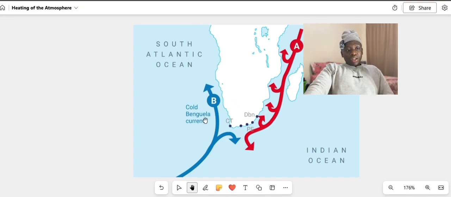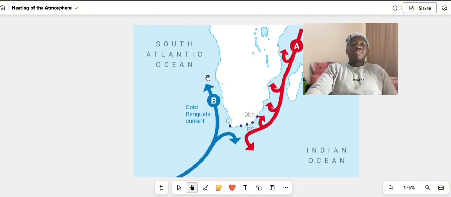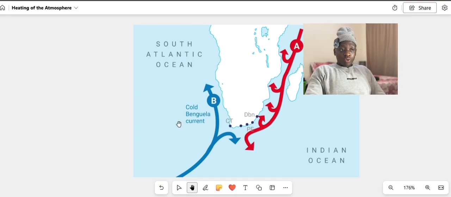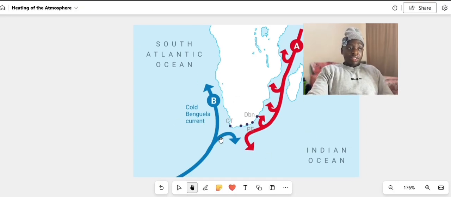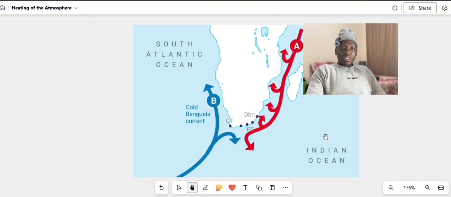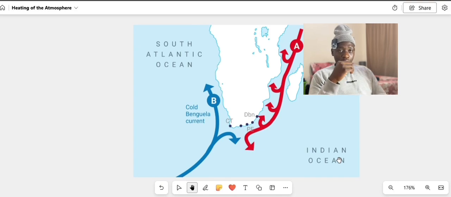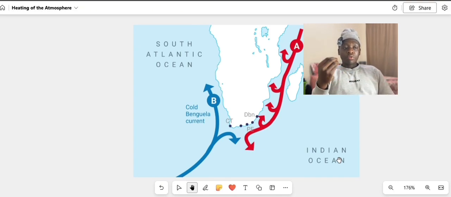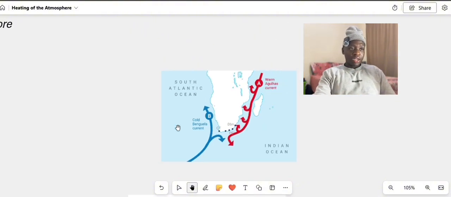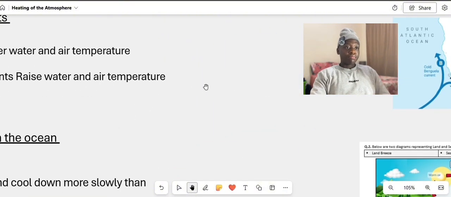The cold Benguela current is situated in the South Atlantic Ocean. Therefore, you may hear people concluding that the South Atlantic Ocean is colder than the Indian Ocean. It is because the South Atlantic Ocean consists of the cold Benguela current, and the warm Agulhas current is situated in the Indian Ocean. That is why the seas and ocean of Durban are warmer than those of Cape Town. I hope that is understood, because this is our South African map.